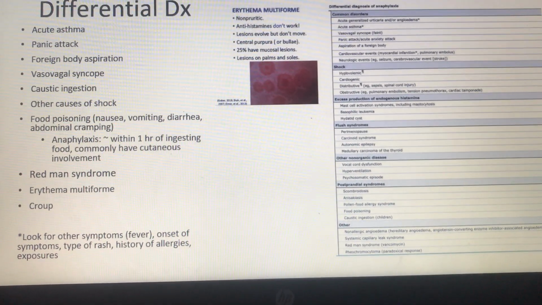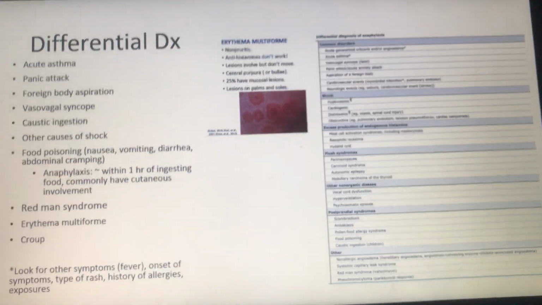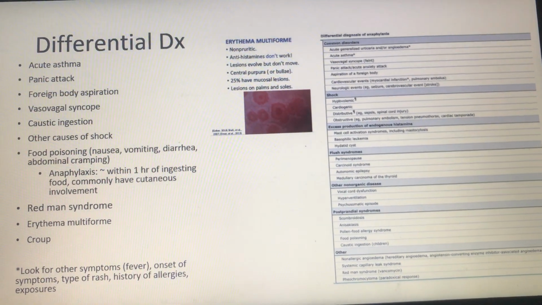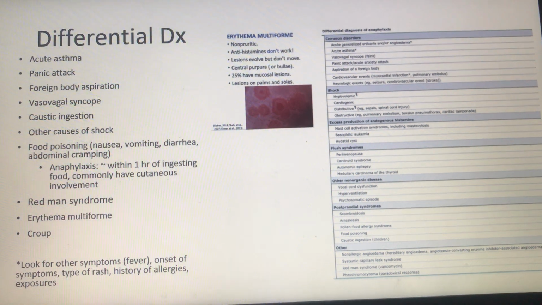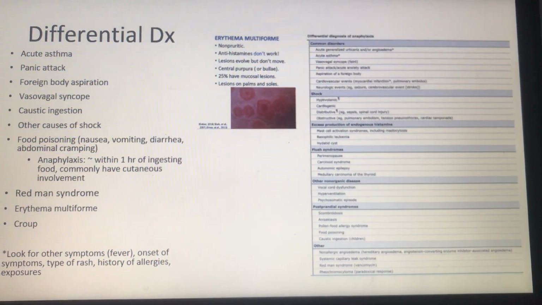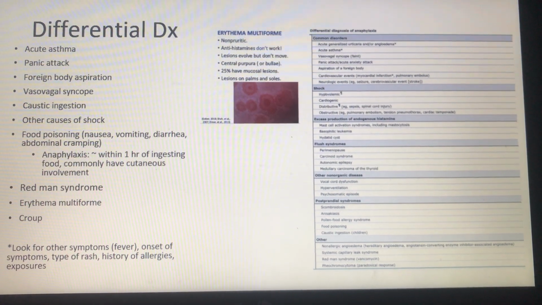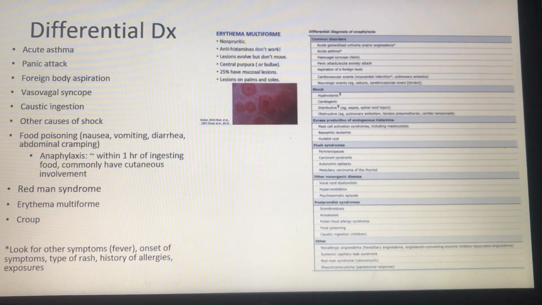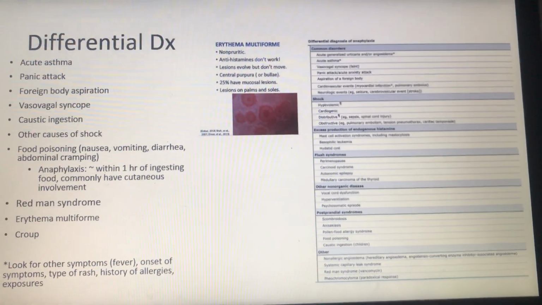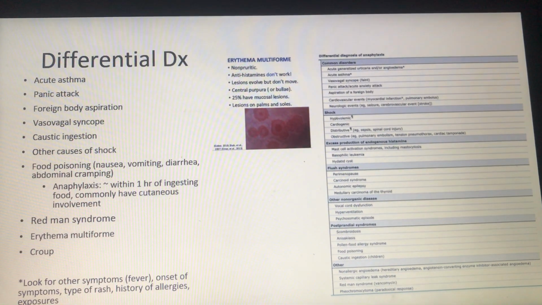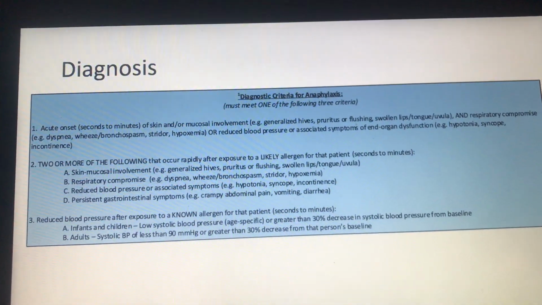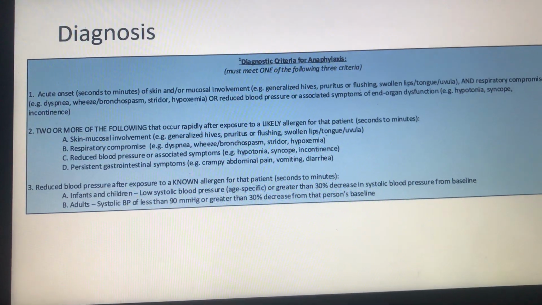So the differential diagnosis of anaphylaxis includes asthma. Sometimes if the patient only has asthma and presents with anaphylaxis, it will be very hard to differentiate. There can be panic attack, foreign body aspiration, caustic ingestion, food poisoning, and even croup in children can also mimic anaphylaxis.